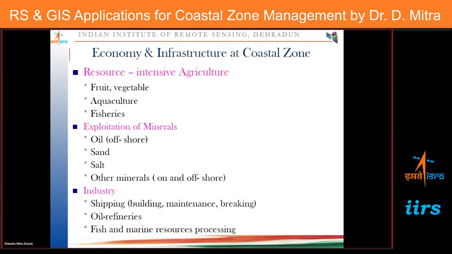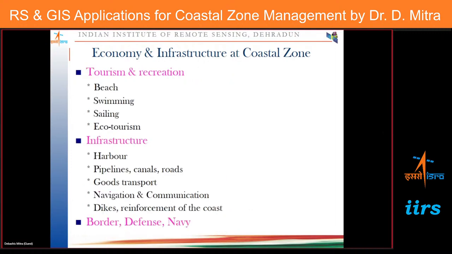Lots of industries are coming up in the coast, like the shipbuilding industry, ship maintenance industry, and ship breaking industries, like along the Gujarat coast. Lots of oil refineries by Oil India and ONGC are in the coastal zone. Fish and marine resource processing industries are there on the coast.